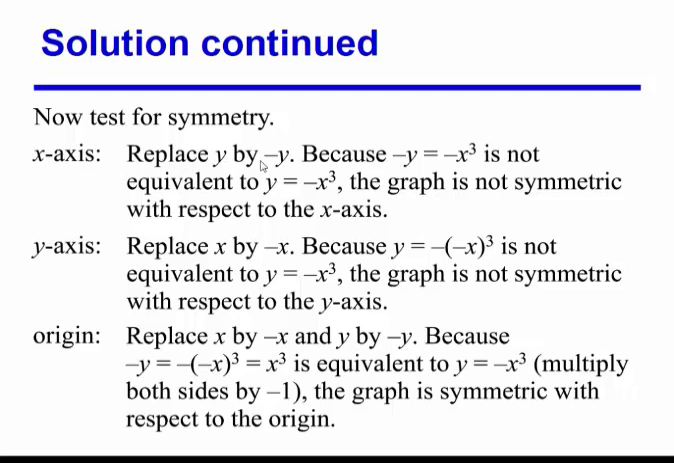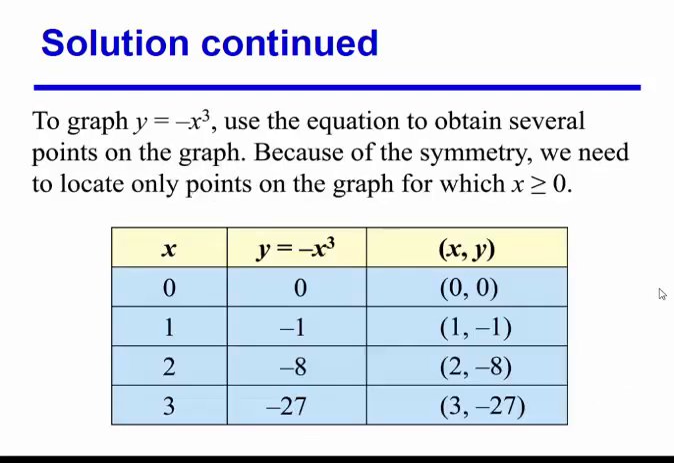And then we're going to replace y by -y, because -y is equal to -x to the third is not equivalent to the original, so it's not symmetric with respect to the x-axis. And then the y-axis, we're going to replace x by -x, because y is equal to -x to the third is not equivalent to the original, and the graph is not symmetric with respect to the y-axis. The origin, we're going to replace x by -x and y by -y. Now, because this equation is equivalent to the original, multiplying both sides by -1, the graph is in fact symmetric with respect to the origin.